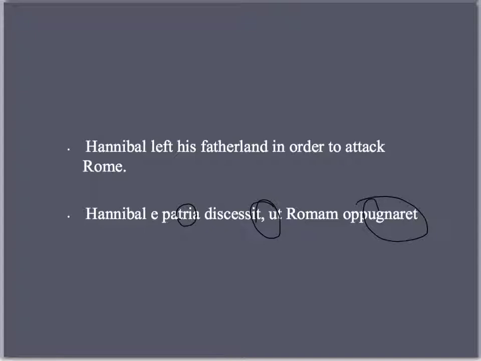You need to think, first of all, is it going to be, for this purpose clause, a present or an imperfect subjunctive? Well, that depends if the initial verb, discessit, is going to be primary or secondary sequence. Now it's perfect, so that means it's secondary, perfect without have, therefore it's going to be the imperfect, oppugnaret.